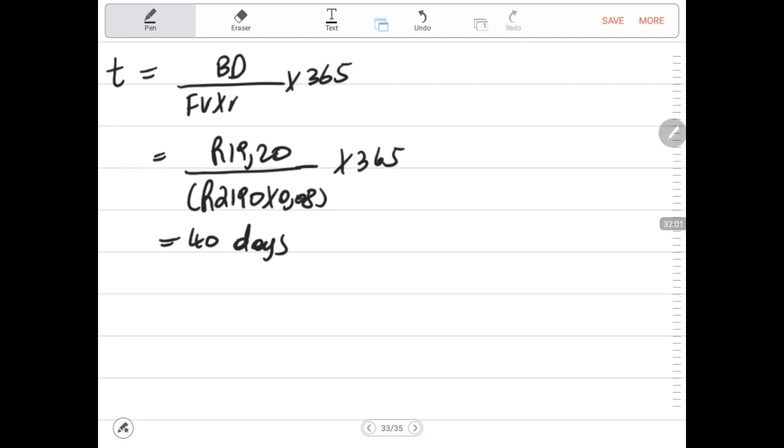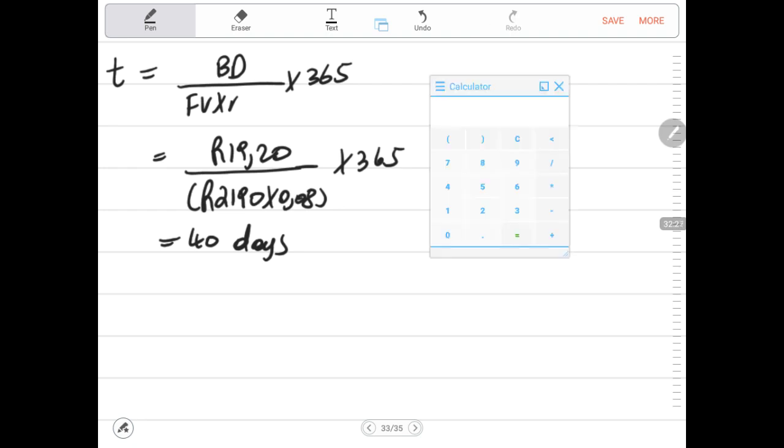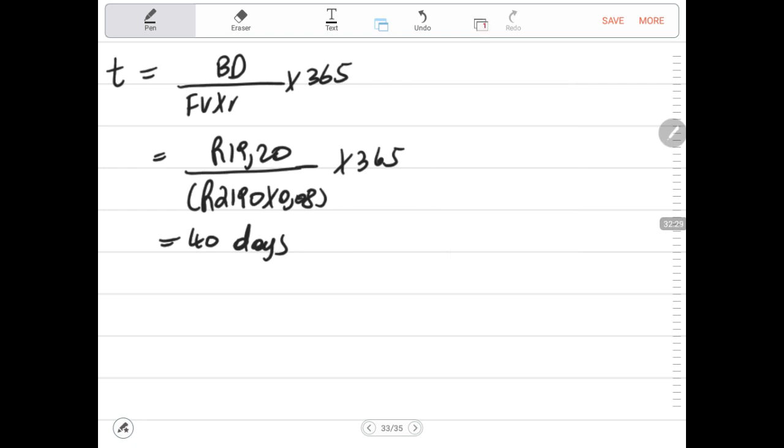Let me just verify that with my calculator. Setup 02, then 19 rand 20 cents divided by 2190 times 0.08 equals, times 365. Yes, with my calculator I get exactly 40. It does not give me 39.99. It's just a small difference in calculator rounding off. So this is exactly 40 days.